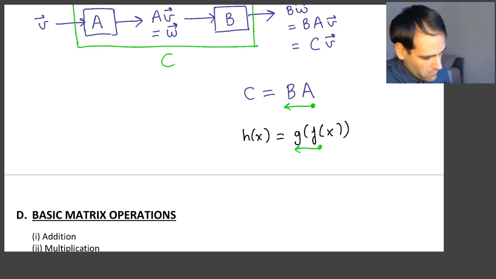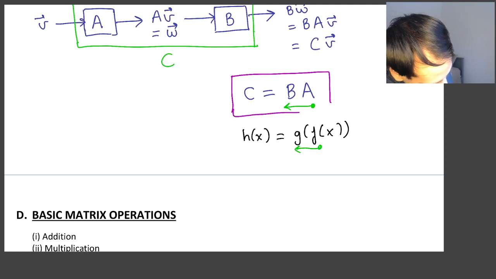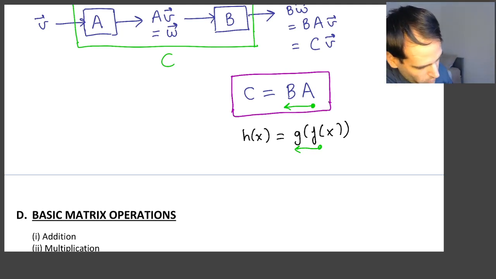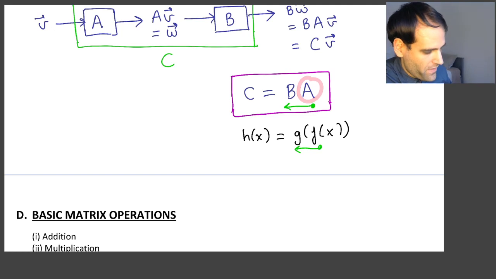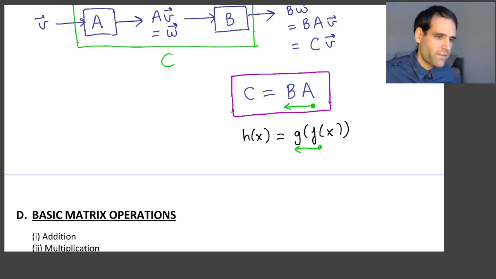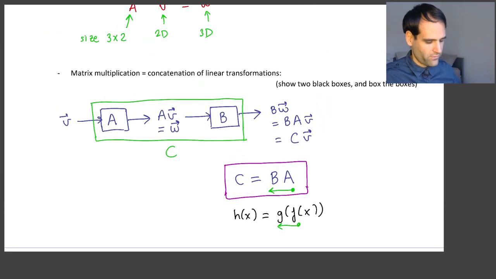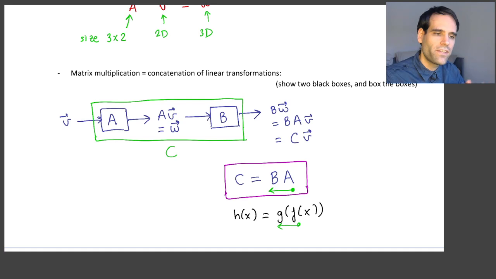So that's the way that matrix multiplication is always written. The convention is that when you multiply two matrices together, it means that you are first applying A, and then to the result of that you are applying the transformation B. So that is the meaning of multiplication of two matrices. It's basically the concatenation of linear transformations.